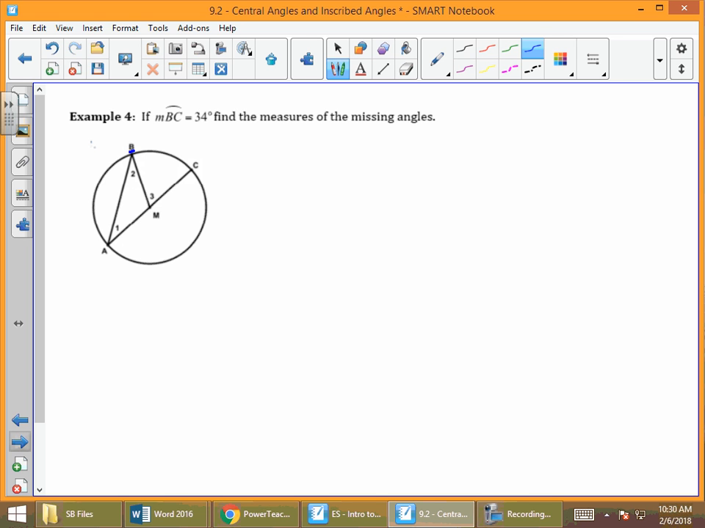So if we take a look here, it's saying arc BC is 34 degrees. Use that information to find the missing angles. We want to find the measure of angle 1, the measure of angle 2, and the measure of angle 3. Well, what's one of those right off the bat that we can find very easily? There are probably 2 off the bat we can find very easily.